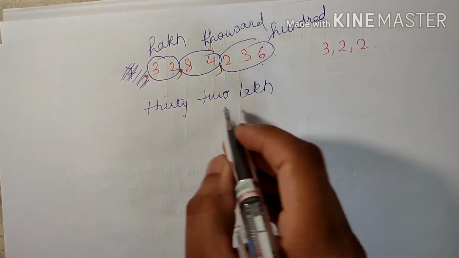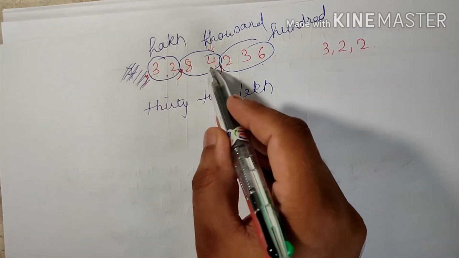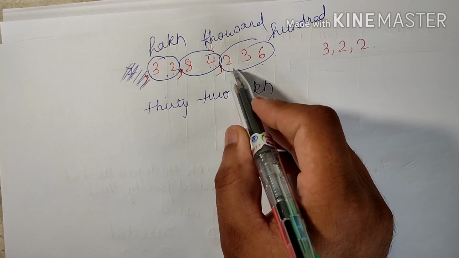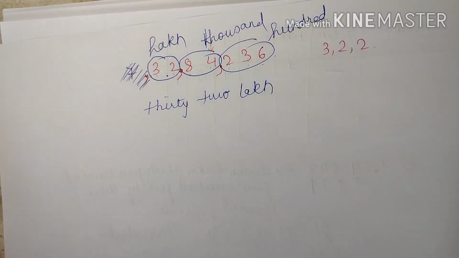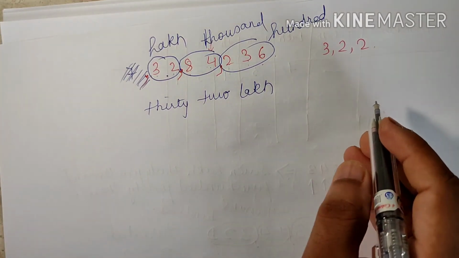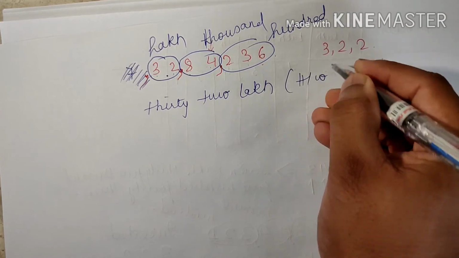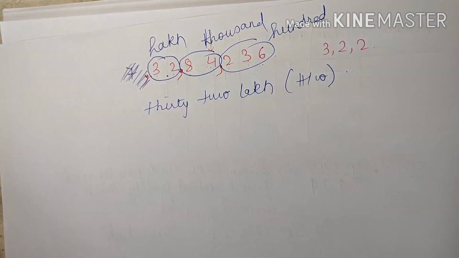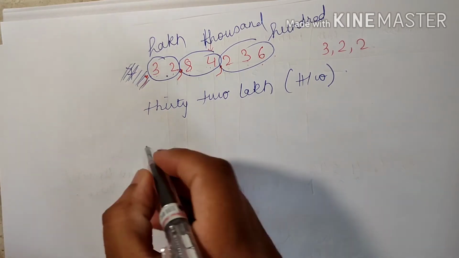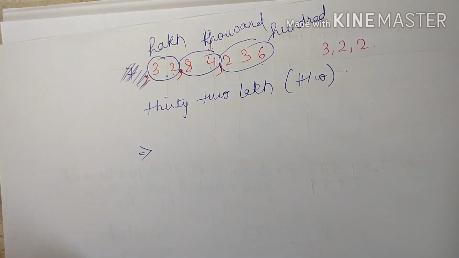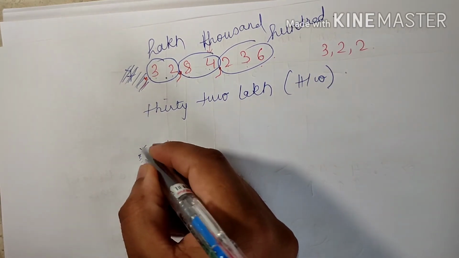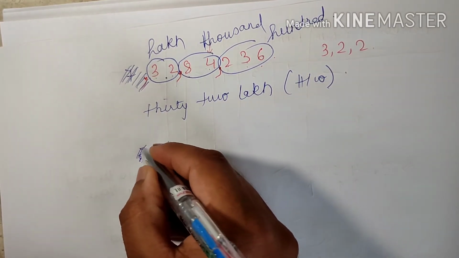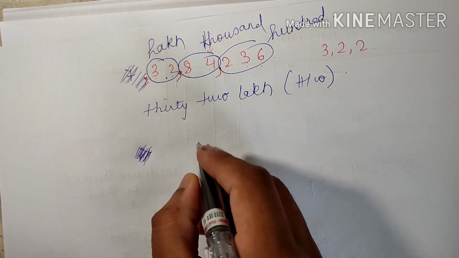So now we can write 32,84,236 in words. Hope you can write it yourself. I will leave it to you as homework. Now, if you are given a number, we have to write it in expanded form. Wait, I will first tell you how to put commas in the international system.